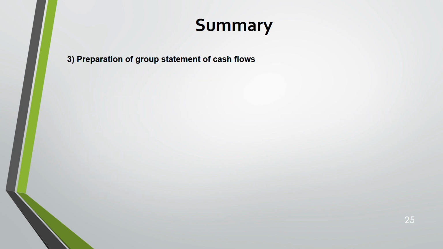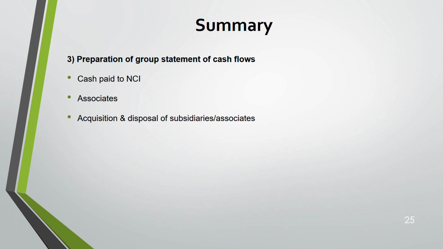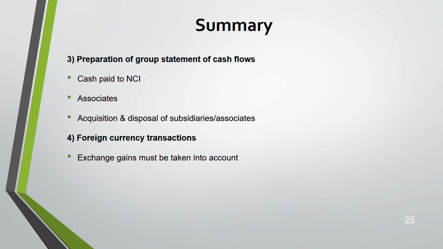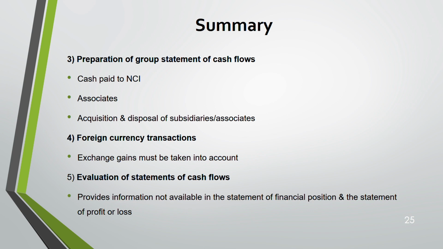Then we went through the preparation of the group statement of cash flow. We went through three things. One is cash paid to NCI. Then associates, where we take their profits, where we take their dividends received from them. And then acquisition and disposal of subsidiary and associate. Because to acquire them, you have to pay cash. To dispose, you will be receiving cash. Whether it's a subsidiary or an associate, it's taken in the group statement of cash flow. Then we went through foreign currency transactions, the last. Here, exchange gains or losses must be taken into account. You cannot ignore it. And then evaluation of statement of cash flow. How do you evaluate? It provides information that is not in the statement of financial position and statement of profit and loss. And it shows the relationship between profitability and cash generating ability.